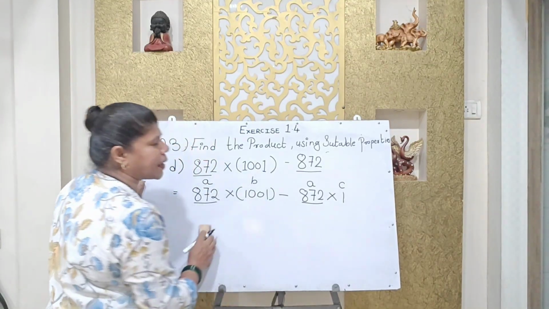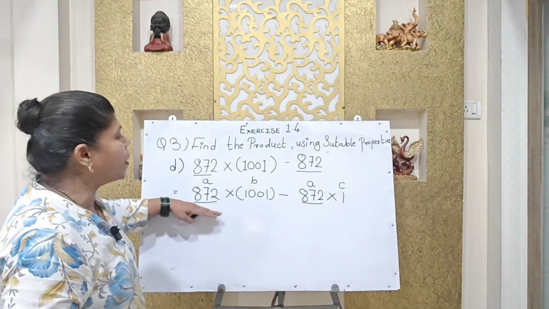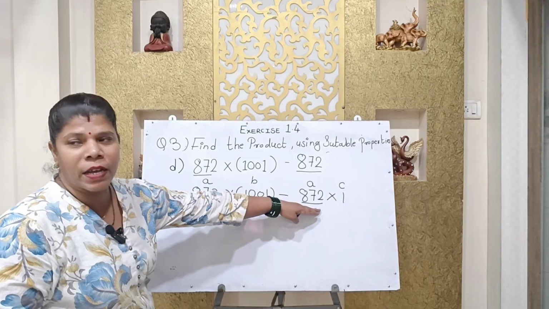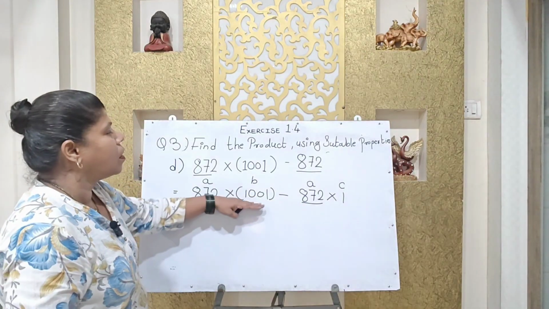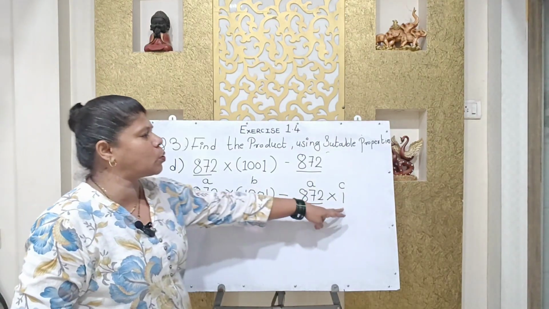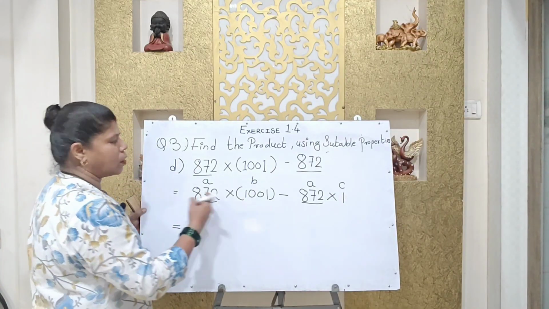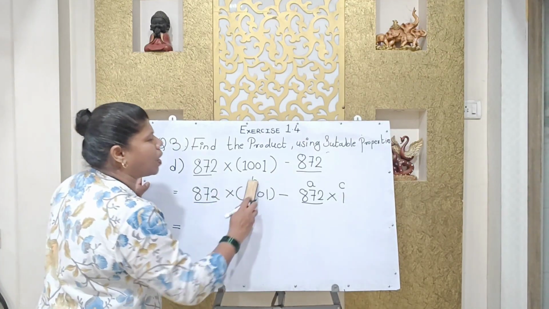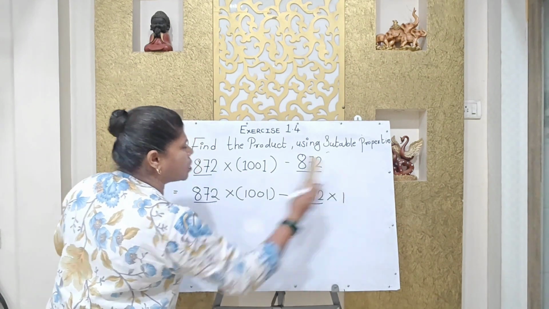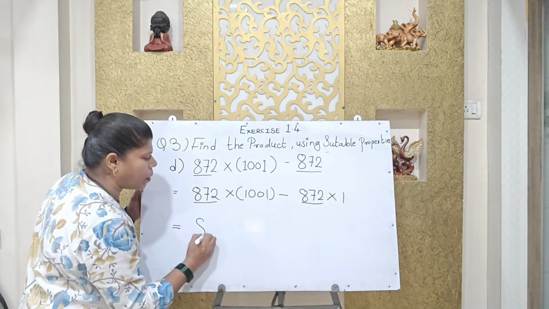Did you understand? How do you identify the property? The number that is repeated, we consider as A, and of the remaining two numbers, this one is B and this one is C. Okay, so this will help you find the property. Now, the common number is written only once when we are solving the sum. So 872 is the common number.